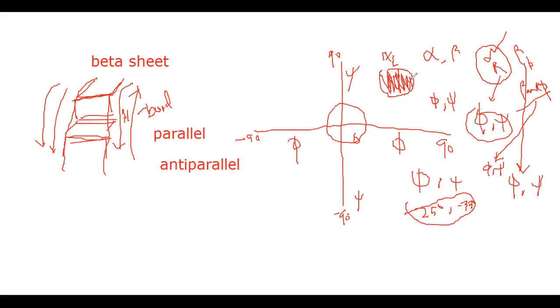Your phi and psi may not be accurate. Your phi and psi may vary. It may not be very accurate. It may vary. But whether it varies also, it should remain within this zone.